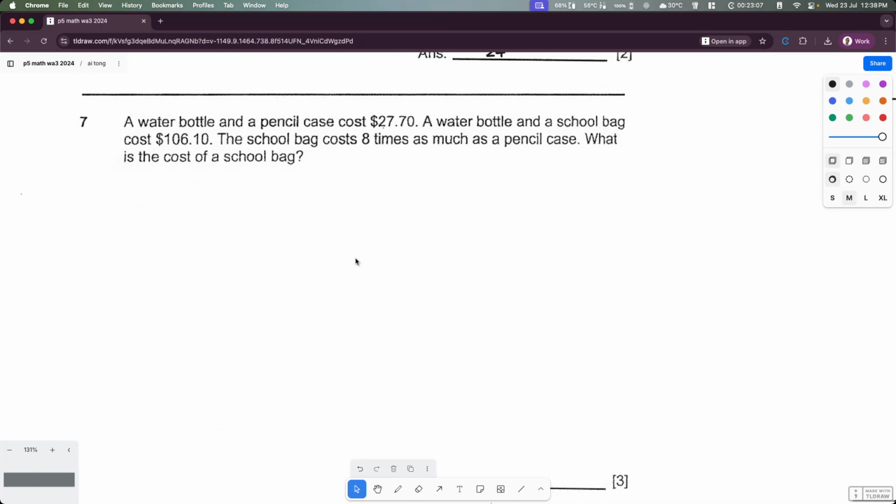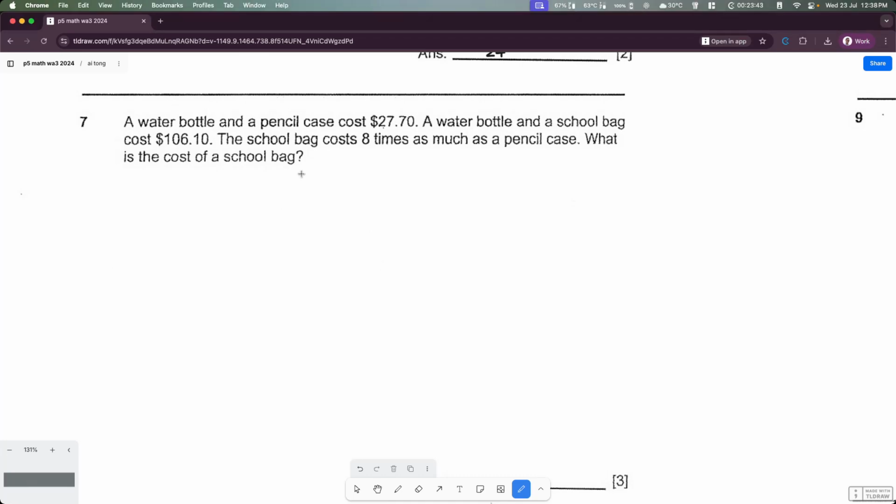Okay, question 7 says a water bottle and pencil case cost $27.70. A water bottle and a school bag cost $106.10. The school bag costs 8 times as much as a pencil case. What is the cost of the school bag? Right, so this is where we can draw a model to make it a little bit easier to see.